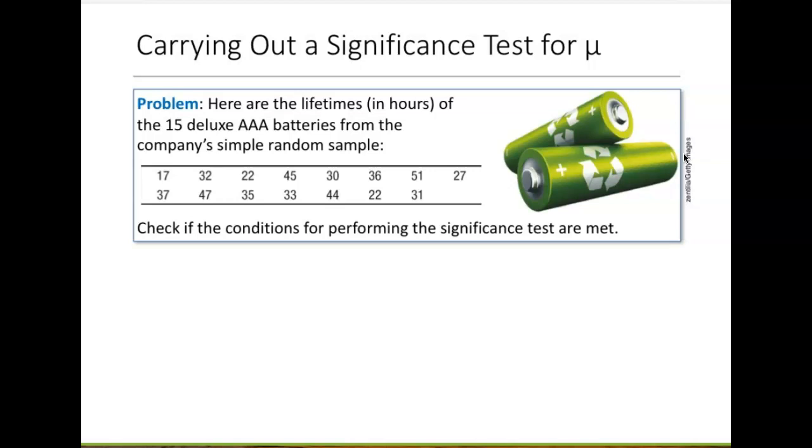All right, so let's just practice this real quick. We're given the lifetime in hours of 15 deluxe AAA batteries from the company's simple random sample. Check if the conditions for performing the significance test are met. And so condition one, random. Well, again, they stated that it's a simple random sample, so that's met.